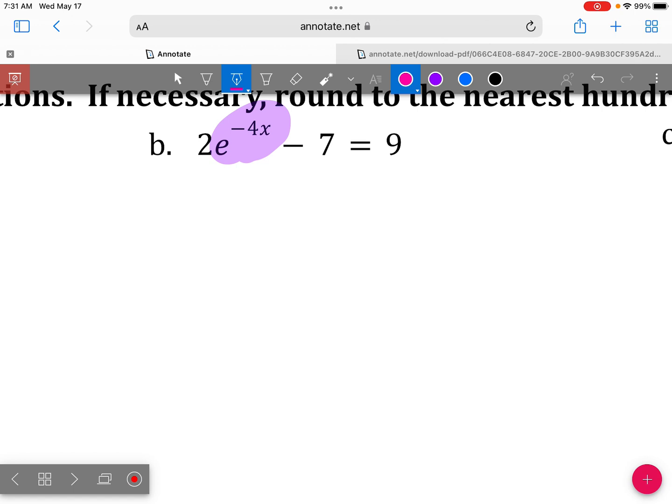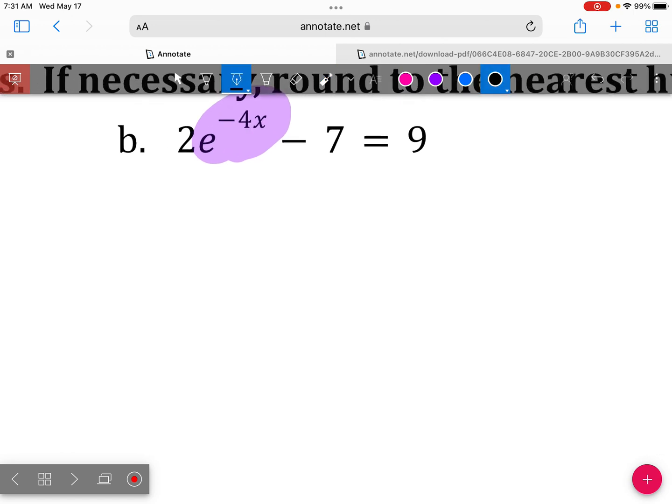What are we going to do first? What if this was 2 something, let's do x minus 7. How would we get the x by itself? 2 something minus 7. I want purple isolated by itself. So what do we do? Add 7.